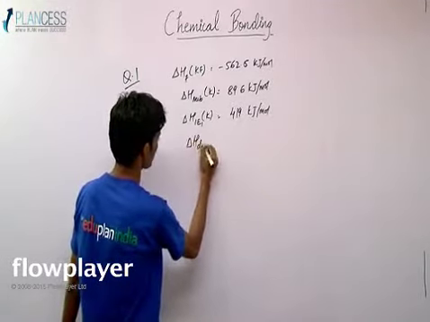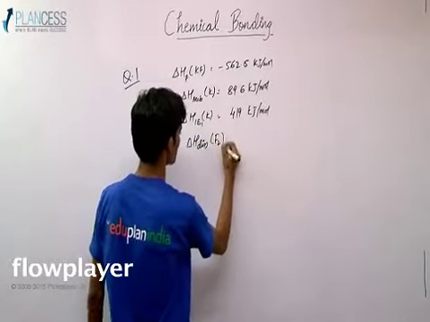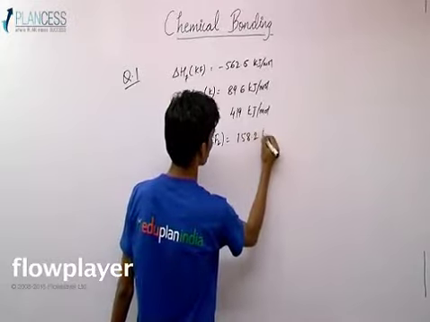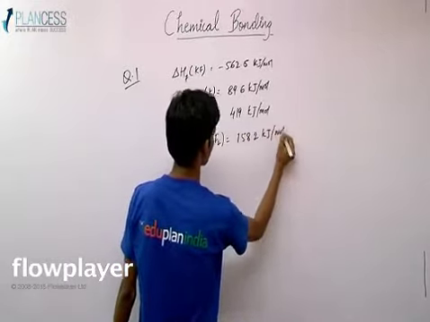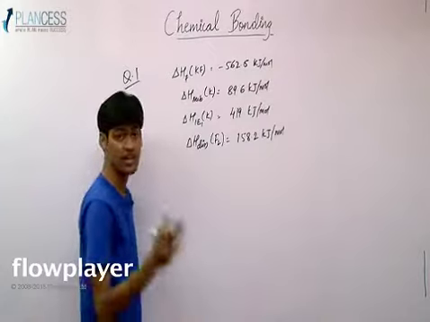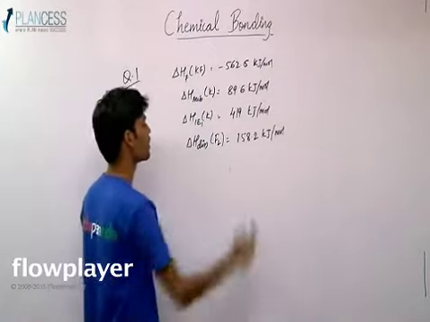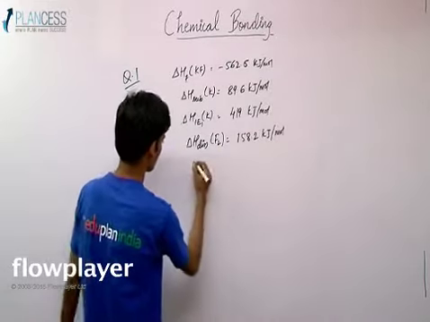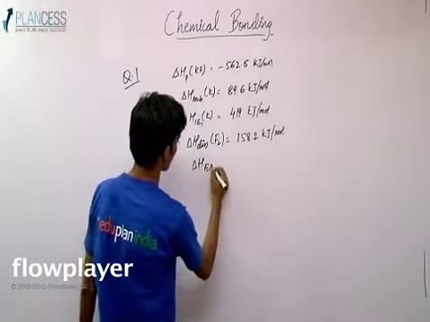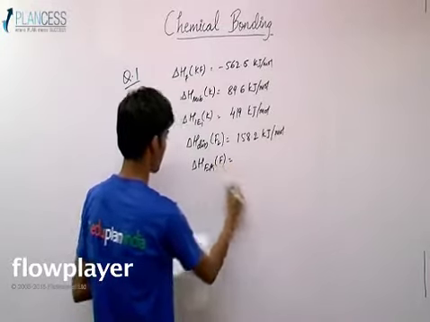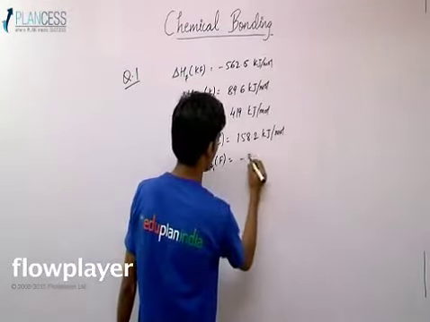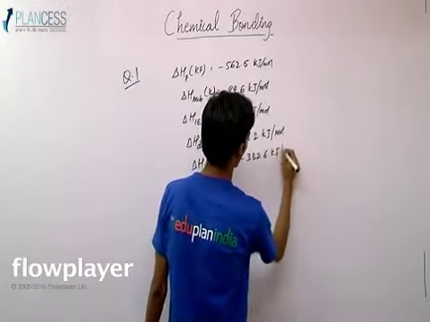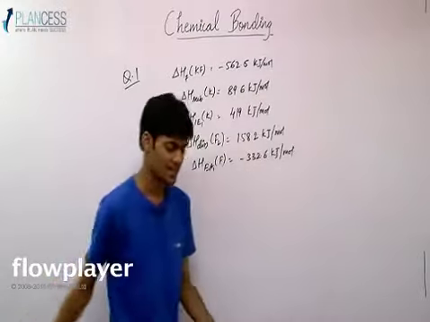Dissociation of F2, delta H dissociation of the fluorine molecule, is given as 158.2 kilojoule per mole. That is, you have to give an energy of 158.2 kilojoule per mole to dissociate a molecule of F2 into 2 fluorine atoms. Then the first electron affinity of the fluorine atom is given as minus 332.6 kilojoule per mole. So you have to calculate the lattice enthalpy.